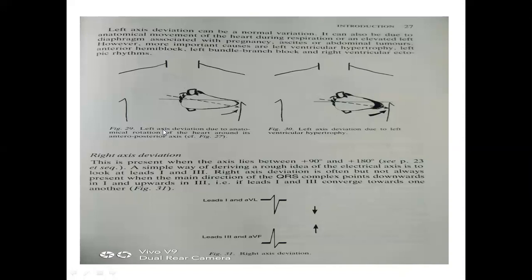One of you read. Left axis deviation due to anatomical rotation of the heart around the anterior posterior axis. What is the anterior posterior? Front, behind. It is rotating. See, the heart should have been somewhere down. It should have been here. It has gone upwards. So the heart normally is in the vertical position. At the moment it has become horizontal.